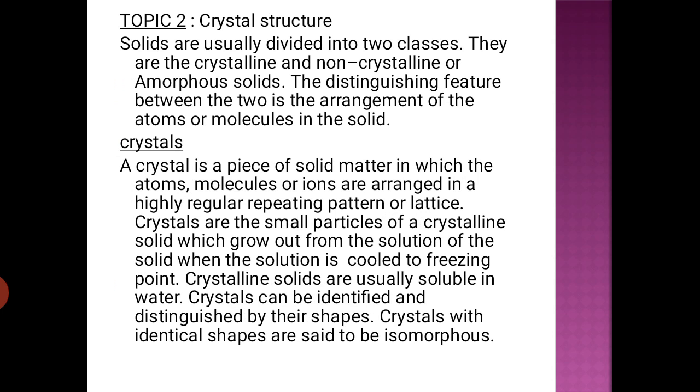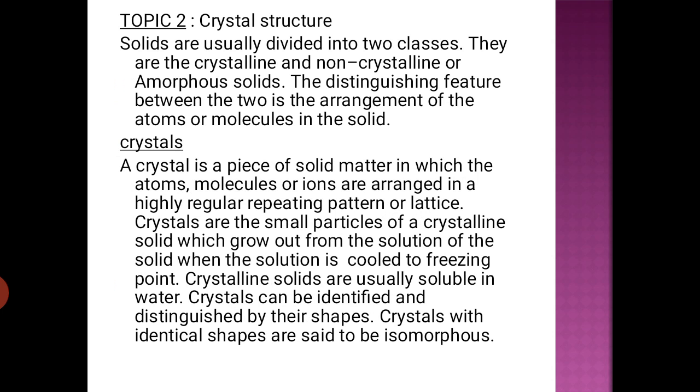We go over to topic 2. That is crystal structure. Under this very topic, we look at this. Solids are usually divided into two classes. There are the crystalline and non-crystalline or amorphous solid. If you don't want to call it non-crystalline, you call it amorphous. The distinguishing feature between the two is the arrangement of the atoms or molecules in the solid.